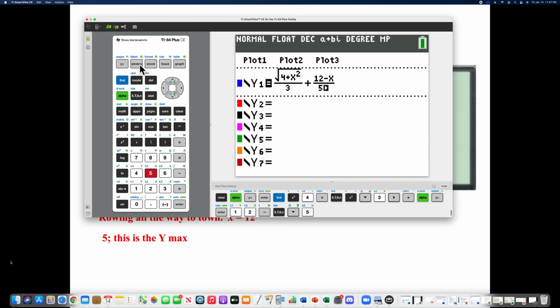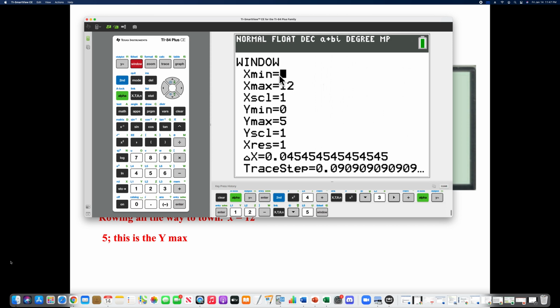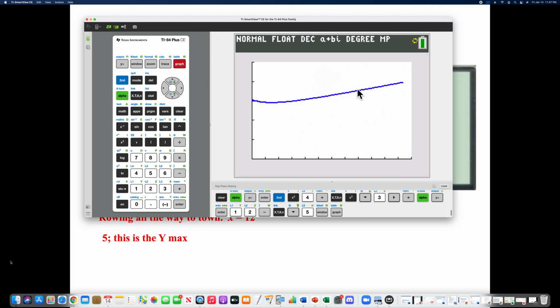Then I'm going to go to my window. There's my x min of 0, x max of 12, y min 0, y max 12. So if I graph it, there's my picture, and there's a definite relative min right here.